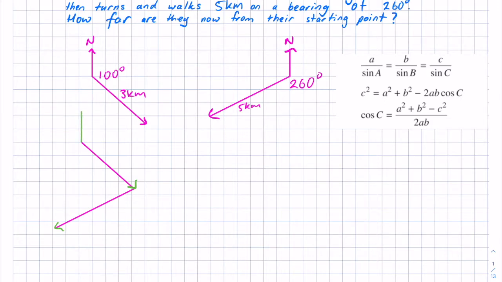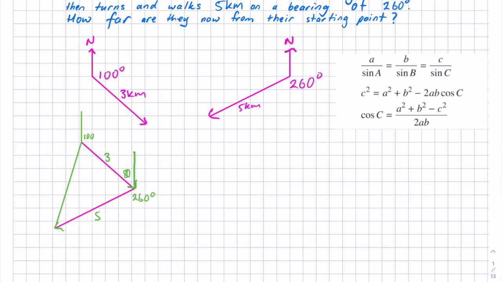So we knew this was north, so this was 100 degrees. This is 3 kilometres. I'm just going to draw a north line here as well. We know this is 260 degrees. Because the first one was 100, this will be 80 degrees because of co-interior angles, and this is 5 kilometres. And we can draw another vector between where we ended and where we started. And that's what we're trying to find. How far are they now from their starting point?